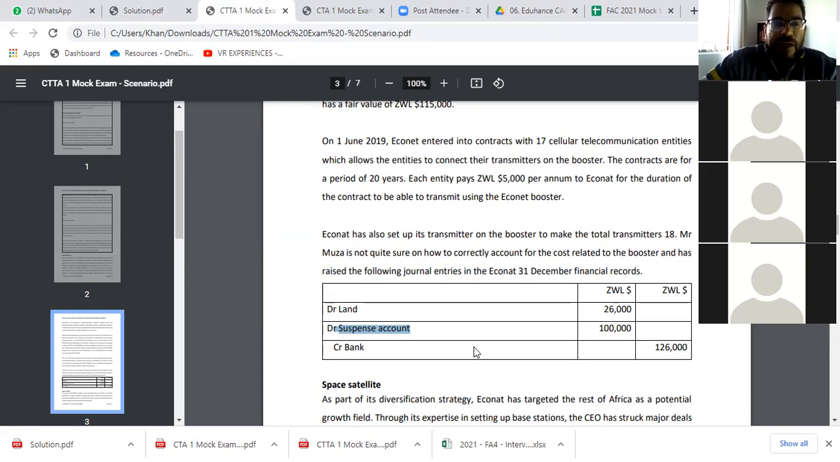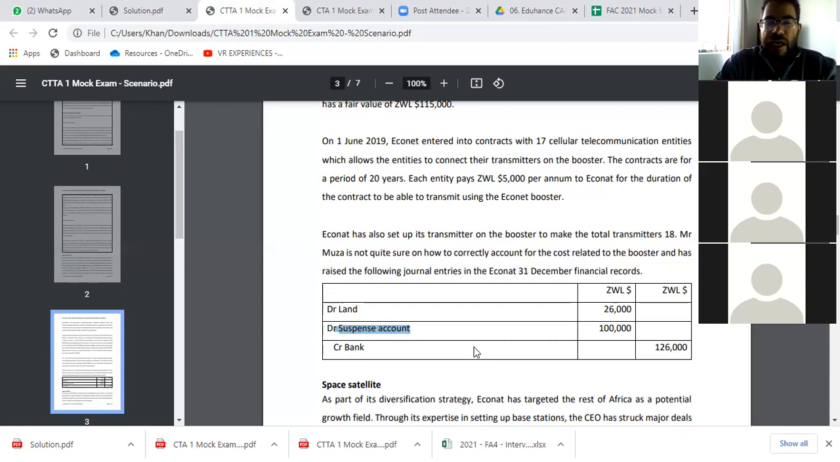So the accounting standards made it clear that telecommunication towers will meet the definition of a fixed structure, and as a result, they will meet the definition of investment property. So that is what you need to understand. A booster, a tower, is an investment property because it's a fixed structure, and in terms of IAS 40, it meets the definition of a fixed structure. So that's important to take note.